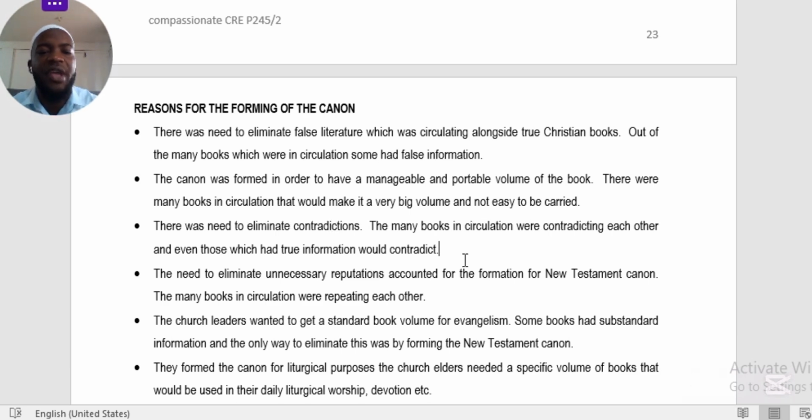The need to eliminate contradiction also led to the formation of the New Testament canon. The many books in circulation were contradicting one another. One book was saying this, another one was saying this. So they ended up confusing the converts. Time came and the converts got confused. They were like, now what is right?